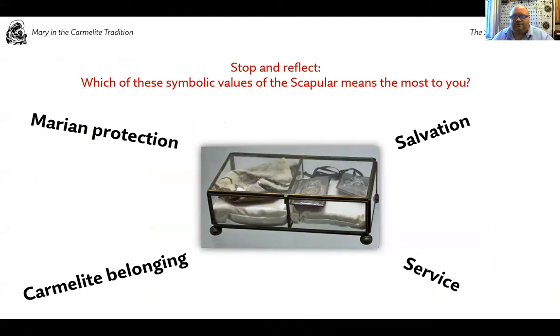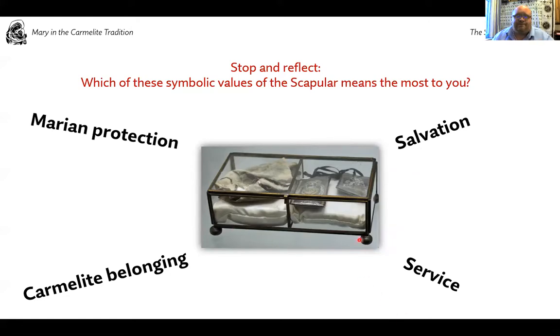So just stop and reflect for a minute. Which of these symbolic values of the scapular means the most to you? Is it the Marian protection? Is it the sense of Carmelite belonging? Is it the pledge of salvation? Or is it the symbol of service? Of course, it's all those, but does one of those speak to you particularly? Or is it some other symbol, some other value that you take from the scapular?